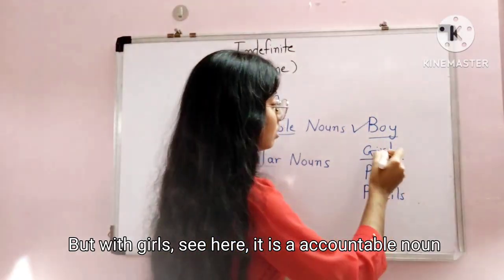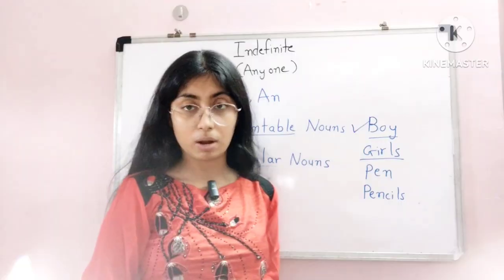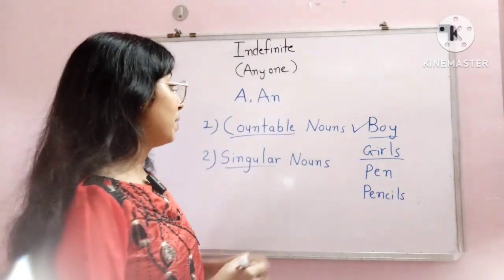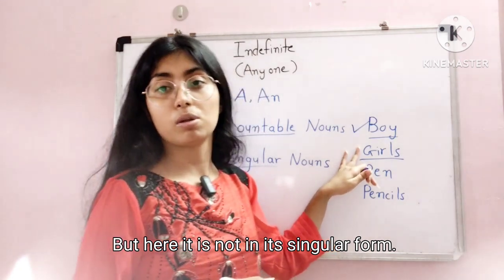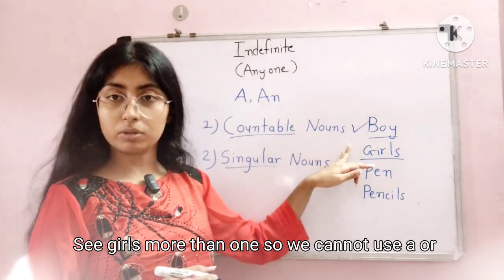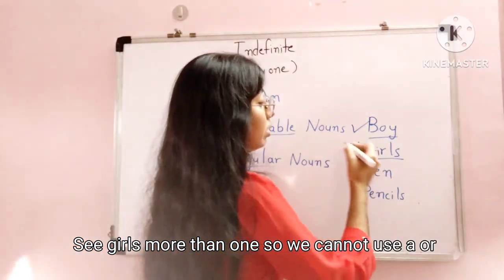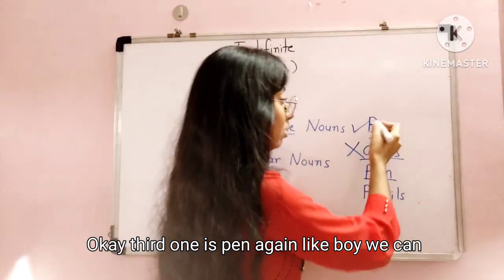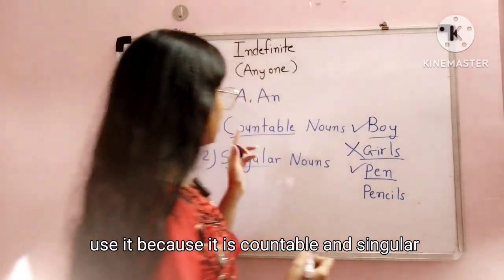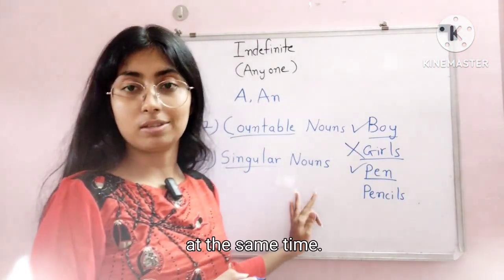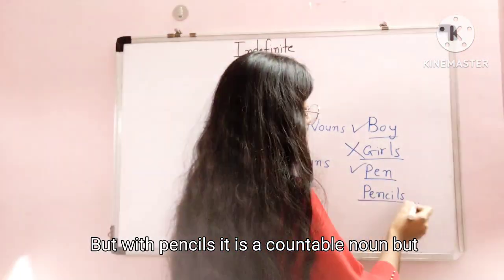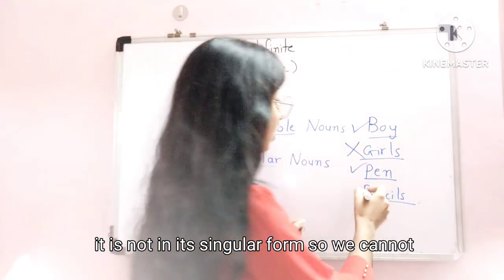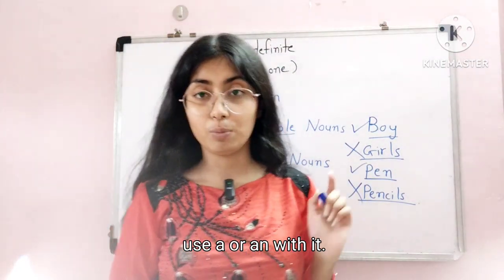But with girls, see here, it is a countable noun. I can count girls. I can say 1 girl, 2 girls, 3 girls. I can say it. But here, it is not in its singular form. See, girls, more than one. So we cannot use a or an with girls. Okay. Third one is pen. Again, like boy, we can use it because it is countable and singular at the same time. But with pencils, it is a countable noun, but it is not in its singular form. So we cannot use a or an with it.